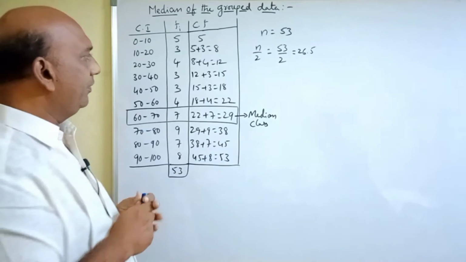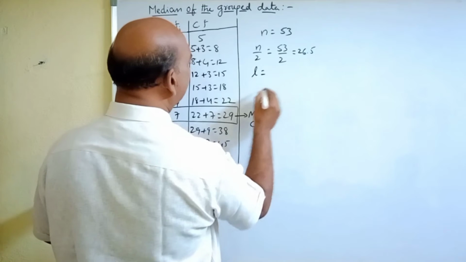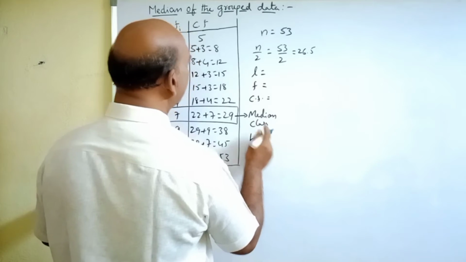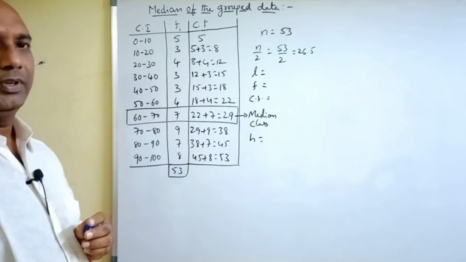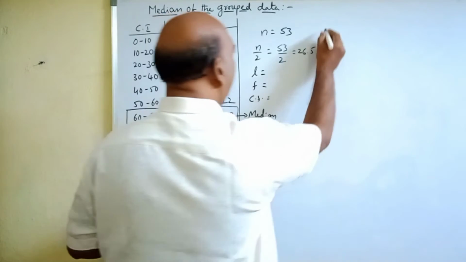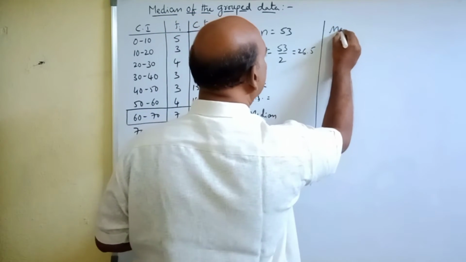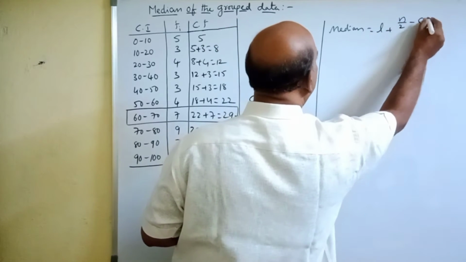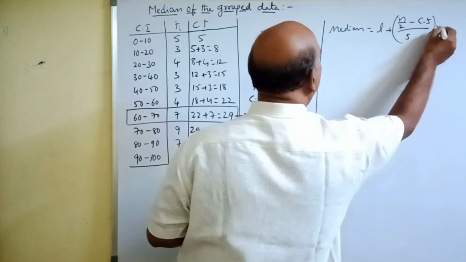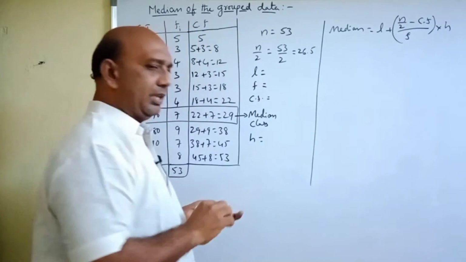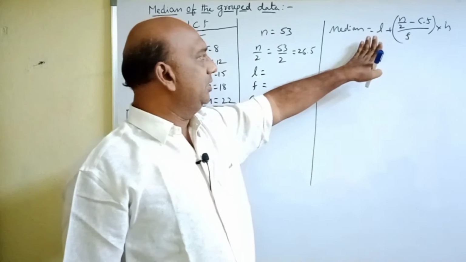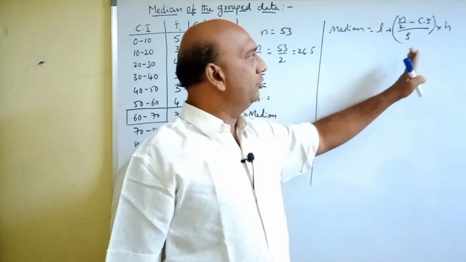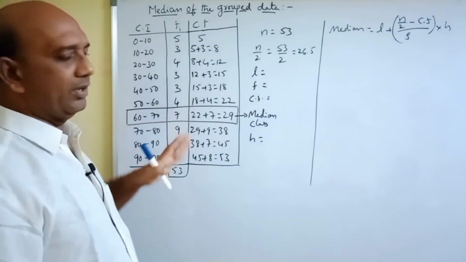Now we have to write the L value, F value, cumulative frequency, and H from all these values. To find the median, the formula is median is equal to L plus (n by 2 minus CF) by F into H. In this formula, L is there, n by 2 is there, CF is there, F is there, H is there. So we have to select all these values from the given data.